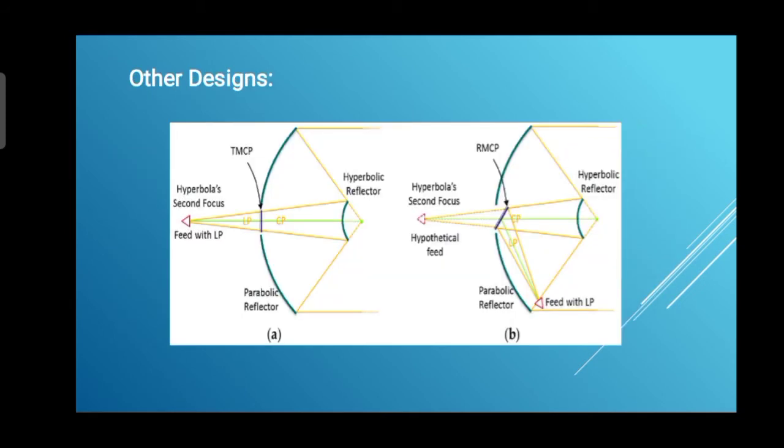So other designs. So in this image, we have 2 designs of Cassegrain antenna. The one is with TMCP and the other one is with RMCP. So the only difference is in TMCP, the parabola or the parabolic reflector is closed, while in RMCP, there is a small opening. And in the RMCP, the feed with LP is slightly bended.